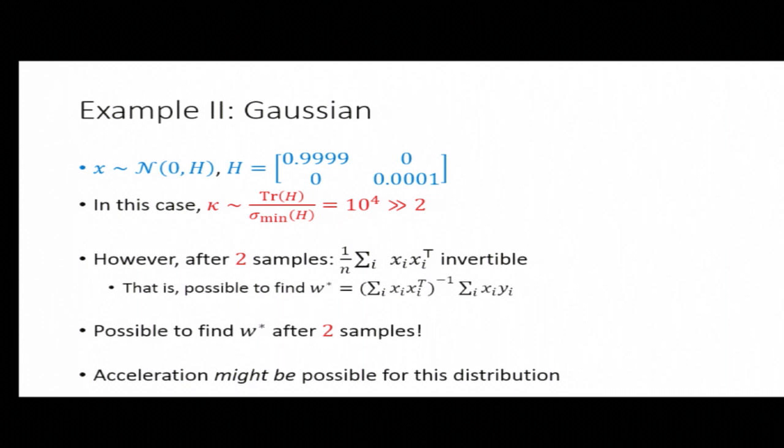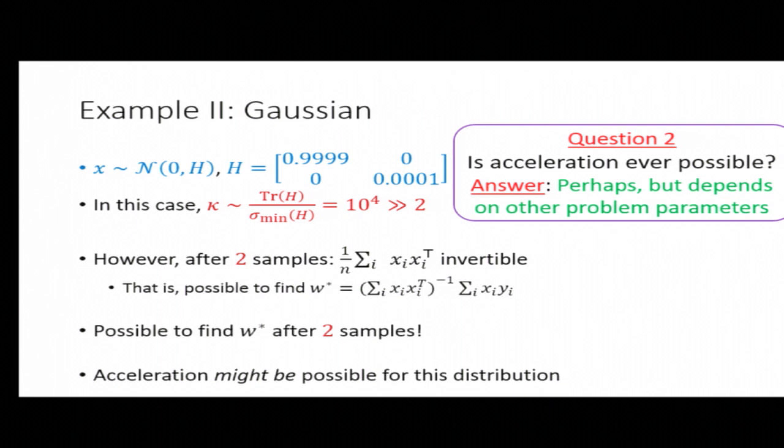But here we know that even if you take two samples, the sample covariance matrix becomes invertible, and you should be able to estimate W star exactly. So in this case, forget about 10 to power 4. You can solve the problem in just two samples. So there is a lot of scope for acceleration. So you might ask, what's going on here?